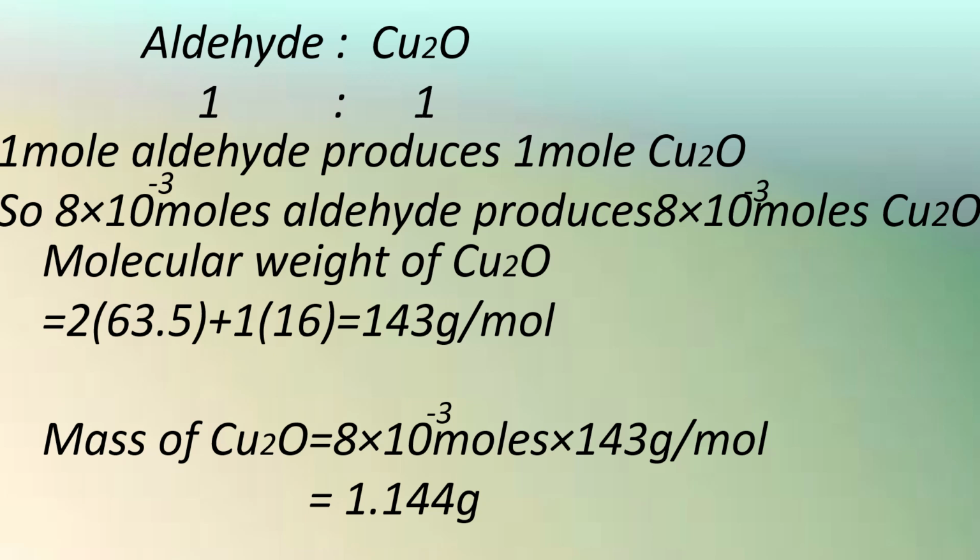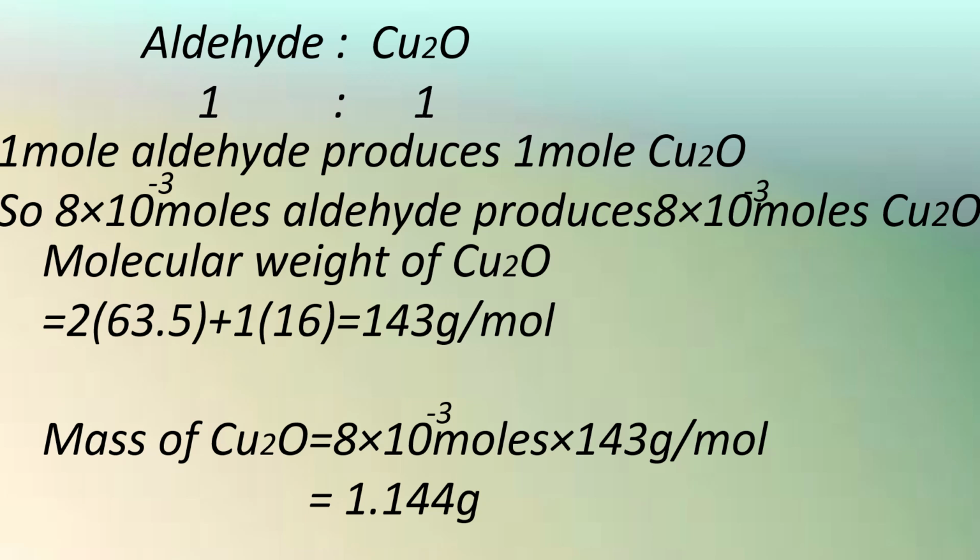Aldehyde and copper 1 oxide have 1 is to 1 ratio. As I have told earlier, aldehyde reacts with copper in basic medium to form carboxylate ion and Cu2O plus water molecules. So the aldehyde and copper 1 oxide have 1 is to 1 ratio. Since 1 mole aldehyde produces 1 mole Cu2O, so 8 exponent minus 3 moles aldehyde produces 8 exponent minus 3 moles copper 1 oxide. We have calculated moles of copper 1 oxide.